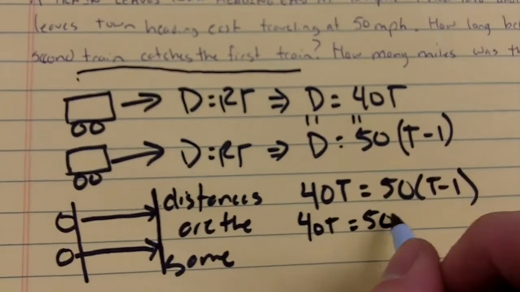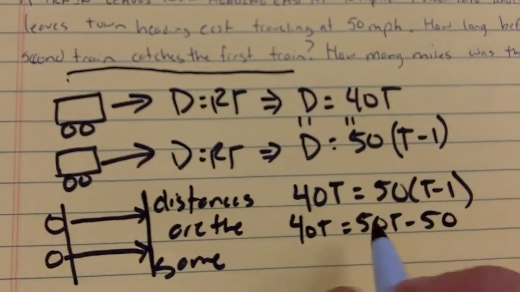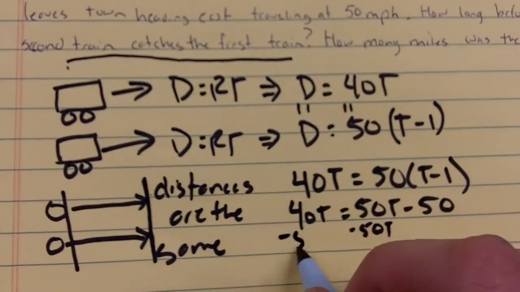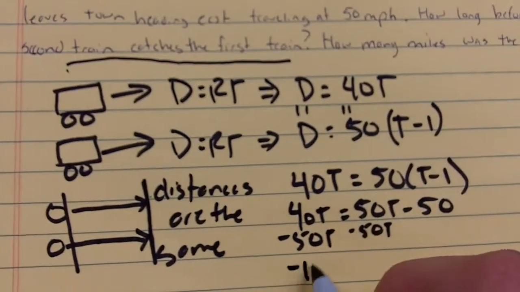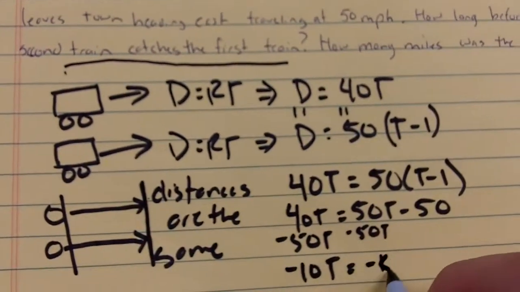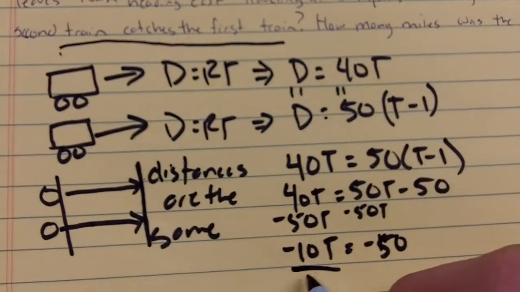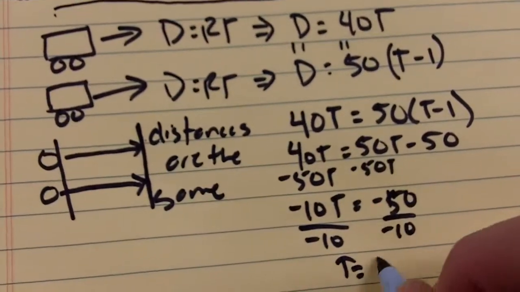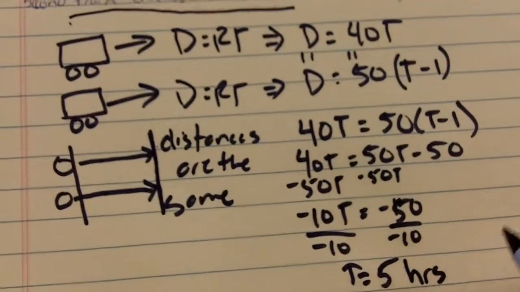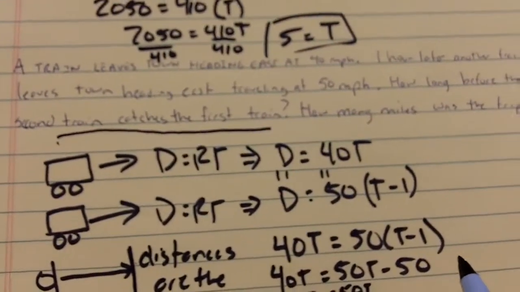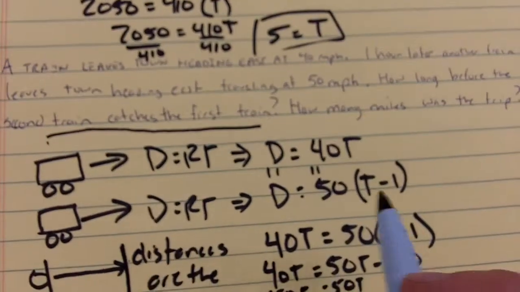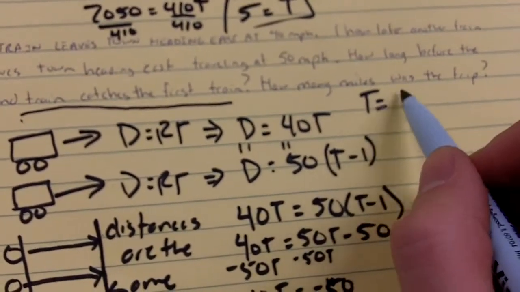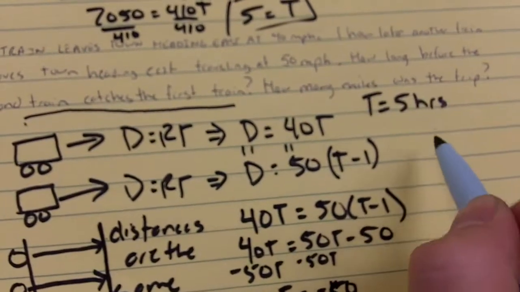40t equals 50t minus 50. Easy money. Subtract 50t from both sides. We could do this all day. Negative 10t equals negative 50. Divide by negative 10. T equals 5 hours. So, did I answer the question? How long before the second train catches the first train? I know t is 5 hours. Just figured that out.